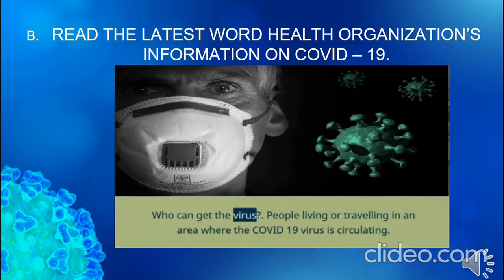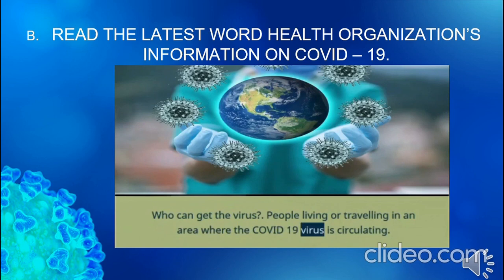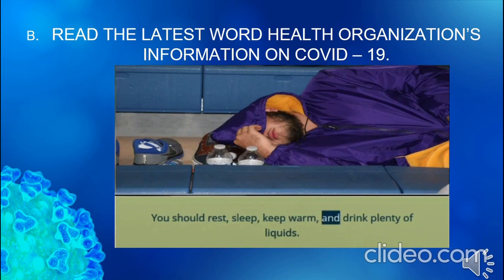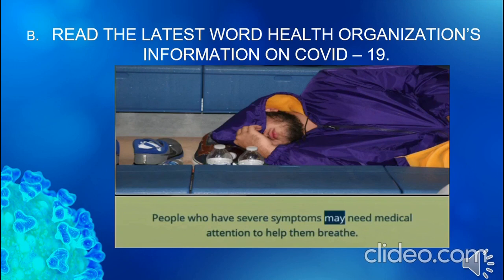Who can get the virus? People living or traveling in an area where the COVID-19 virus is circulating. What is the treatment for COVID-19? There is no specific medicine to prevent or treat COVID-19. If you have mild symptoms, stay at home until you have recovered. You should rest, sleep, keep warm, and drink plenty of liquids. People who have severe symptoms may need medical attention to help them breathe.